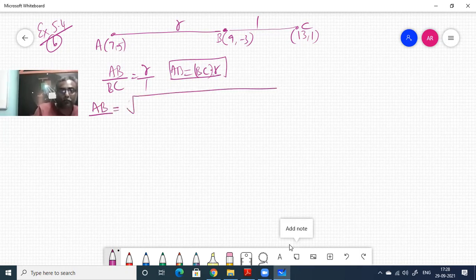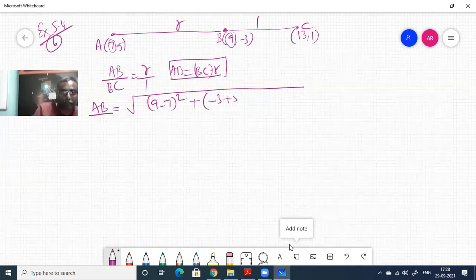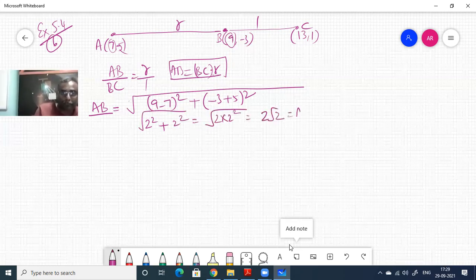AB: you have to use the distance formula. This is the square root of x2 minus x1 the whole square plus y2 minus y1 the whole square. 9 minus 7 the whole square plus minus 3 plus 5 the whole square, because minus 5 when you subtract becomes plus 5. That is 2 squared plus 2 squared, that means 2 into 2 squared, root of 2. So AB is 2 root 2.